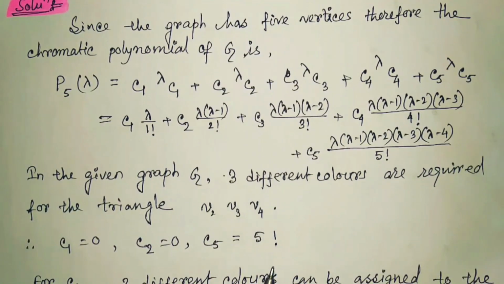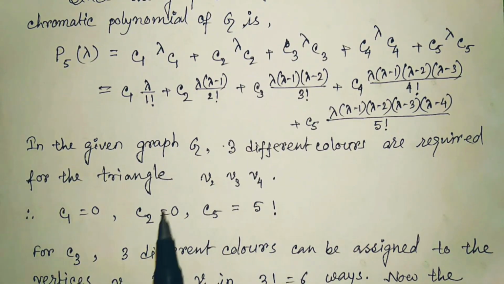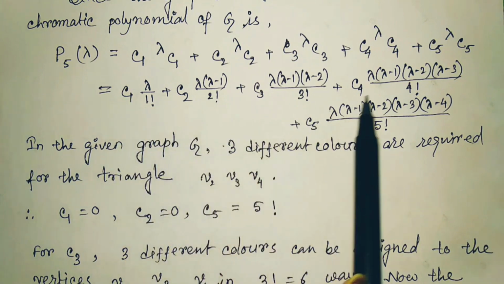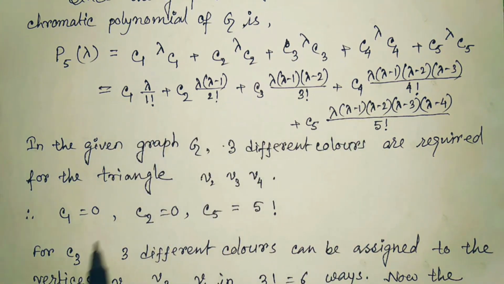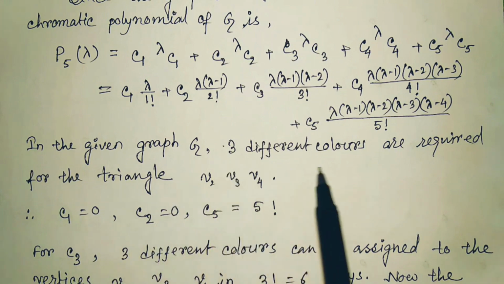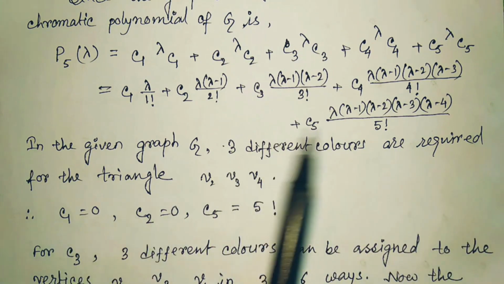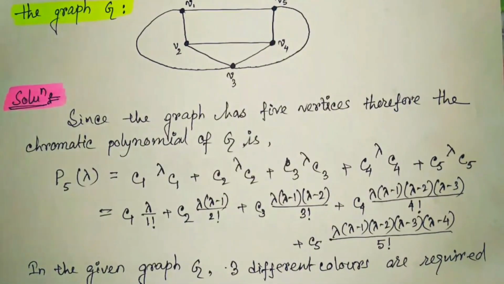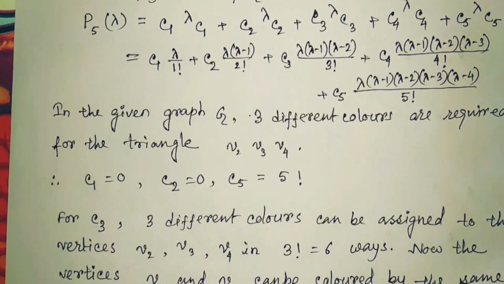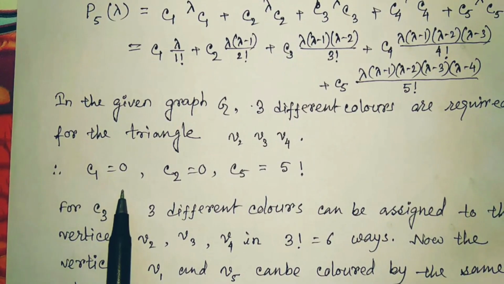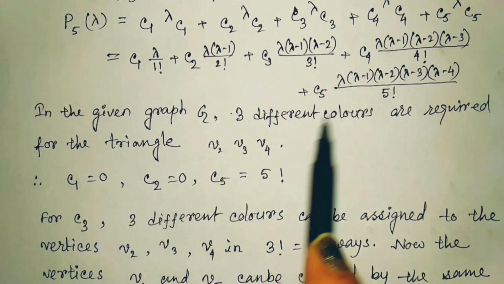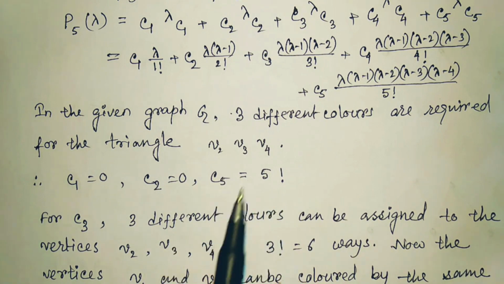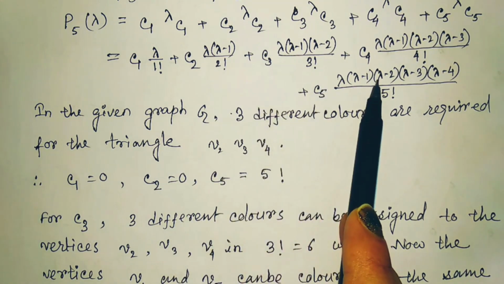So now our next target is to find the values of C1, C2, C3, C4 and C5. In the given graph G, 3 different colors are required for the triangle, as this graph contains a triangle. So at least 3 colors are required. Accordingly, we can say C1 should be 0, C2 should be 0, and the highest one should be 5 factorial. That always happens. Now our target is to find C3 and C4.